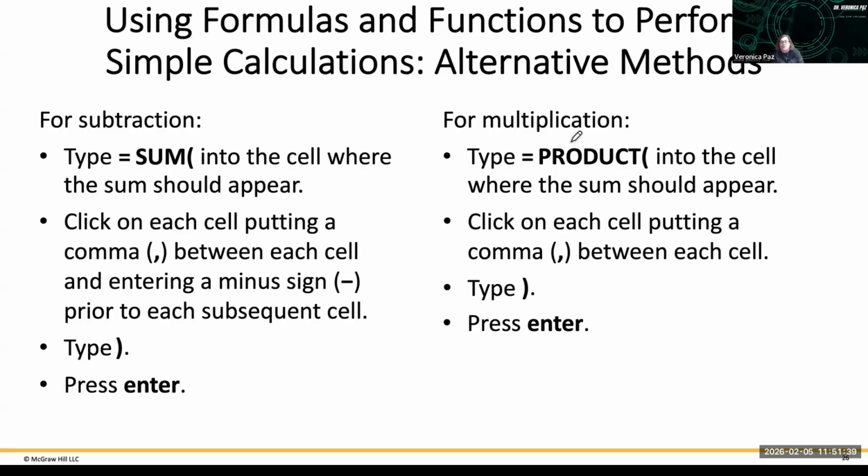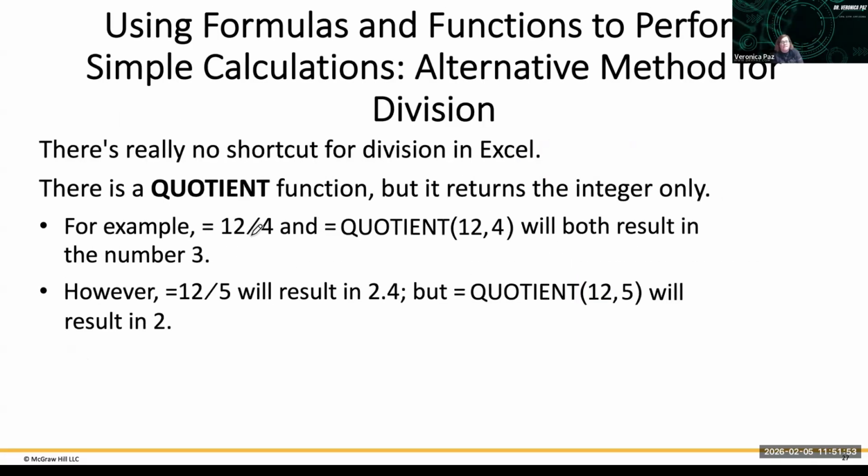For multiplication, you could also use the product function, but most of us typically just use the asterisk, and then you're all set to go. And that's right on top of the number 8. There is also a quotient function, which can also be used for division, but again, we pretty much just use the slash like you see here. So either way, it'll come out.